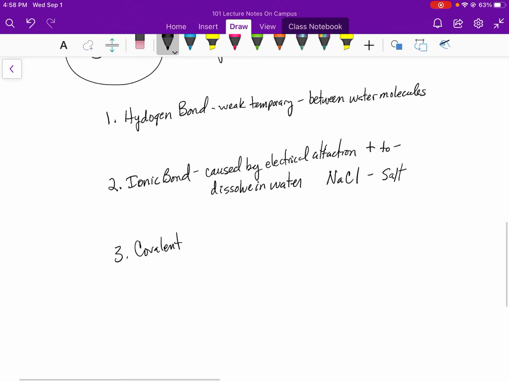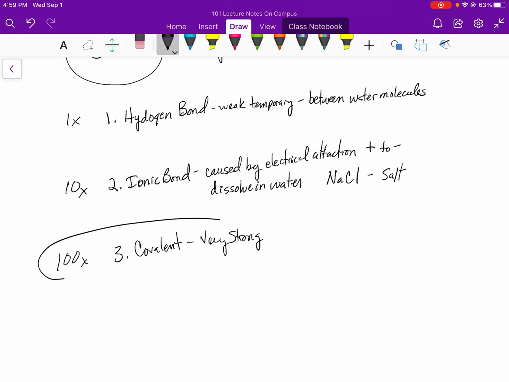And then the third one is the covalent bond, which is very strong and basically doesn't break down unless something breaks it. So if you were to look at how strong they are, hydrogen would be a 1x, ionic would be a 10x, and it'd be a 100x for covalent. So they're really different in their nature. So I'm going to begin with covalent bonds and work my way back, okay?